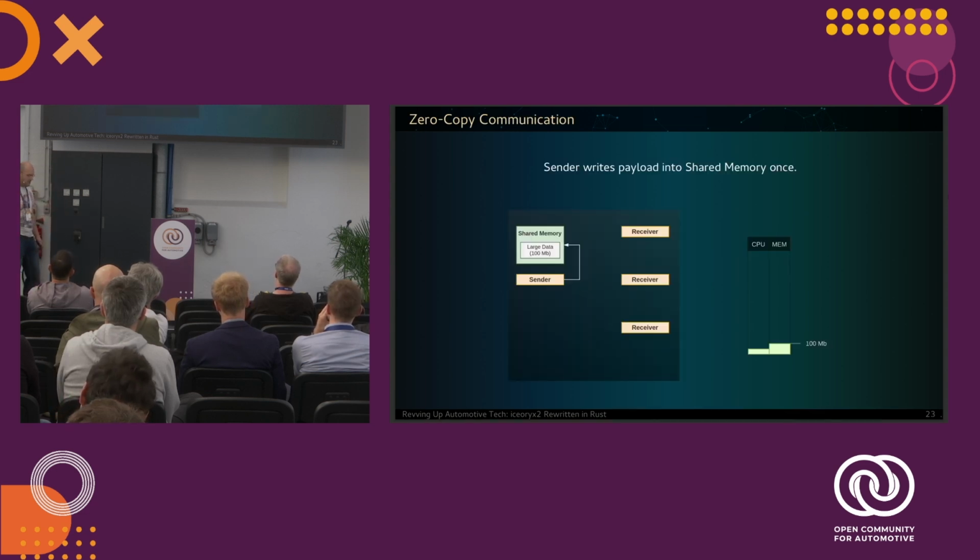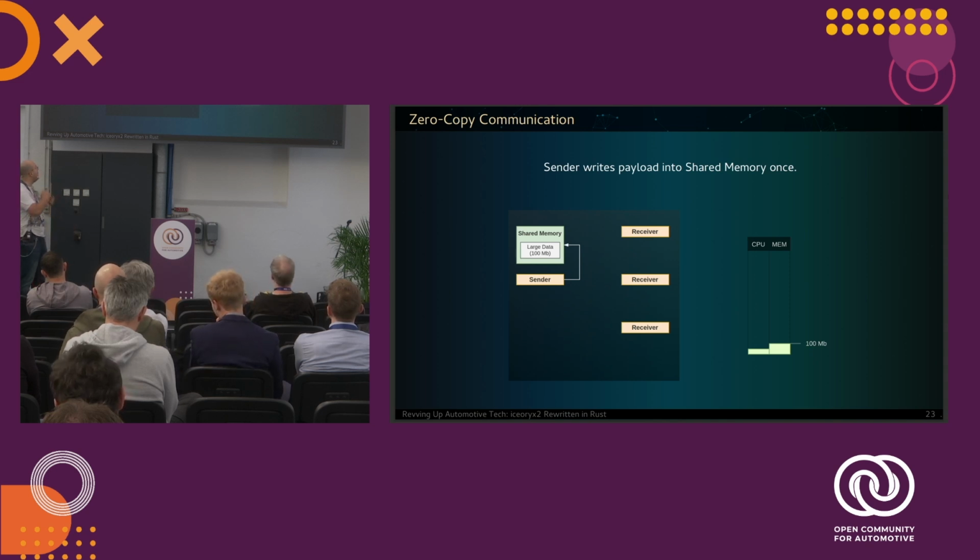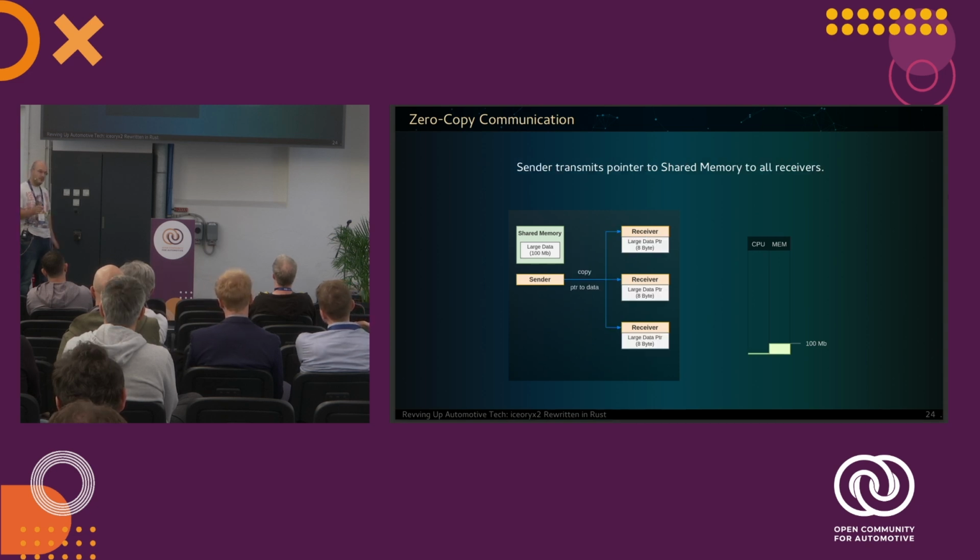So what we do here is the same thing. We have a sender. It produces data, 100 megabytes, but instead of producing it locally, it puts it directly into shared memory. So therefore, now we have our 100 megabytes of data stored in shared memory. And in the next step, we just send a pointer to the data in shared memory. So instead of having 400 megabytes or 500 megabytes of memory in use, we have now 100 megabytes and 24 bytes in use for the pointer.